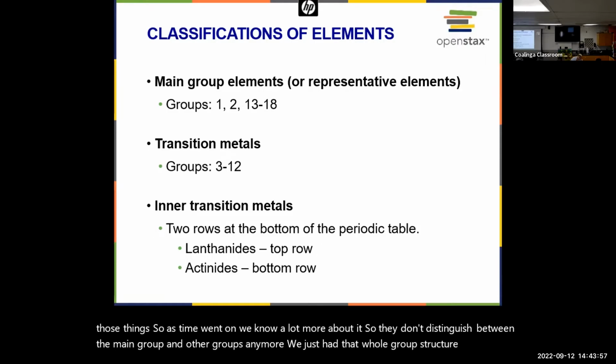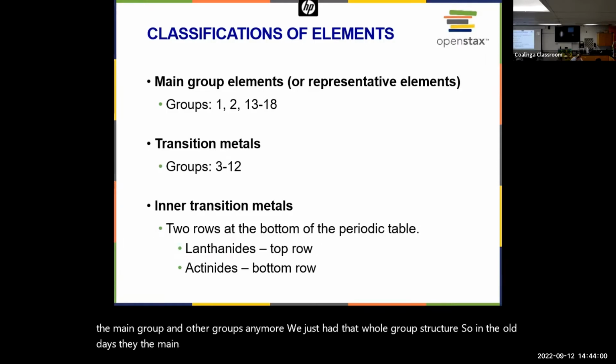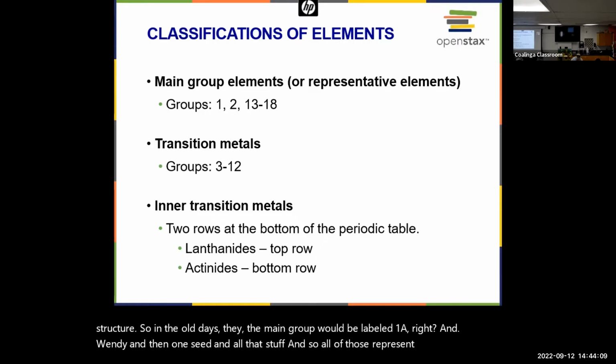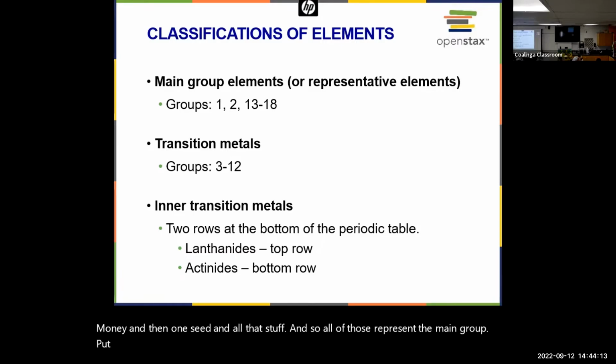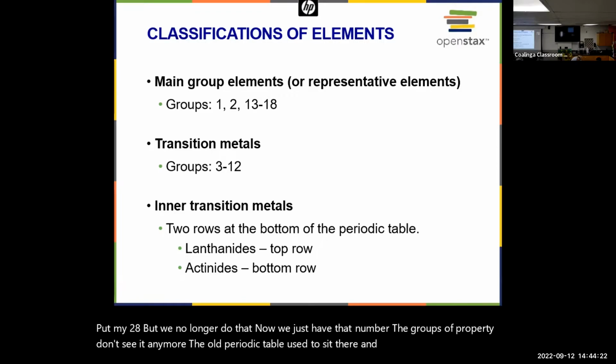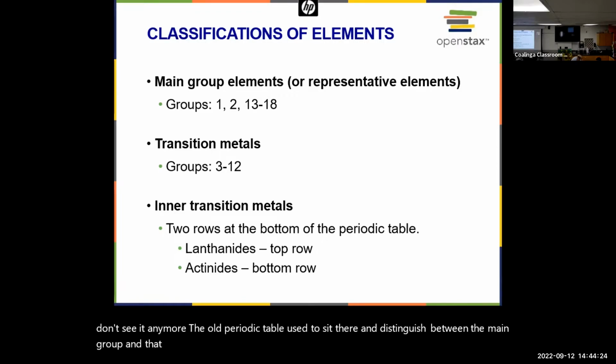So in the old days, the main group would be labeled 1A, right? And 1B, and then 1C, and all of that stuff. All of those represent the main group. 1A, 2A. But we no longer do that now. You notice we just have the number, the groups up top. The old periodic table used to distinguish between the main group and that of the transition metals, that group B, that part in red, the transition metals.